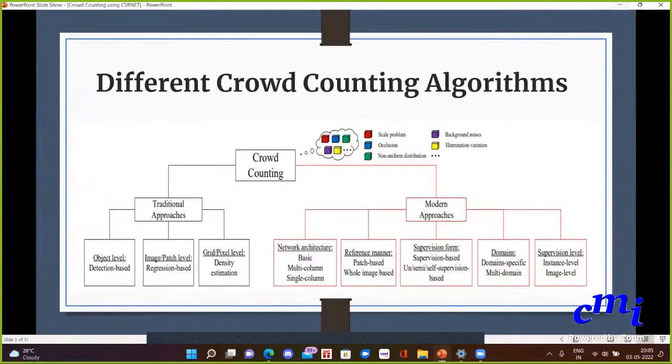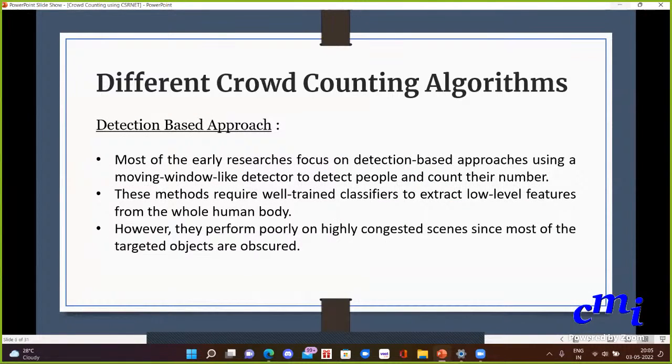So there are two different kind of approaches for crowd counting. The traditional approach contains detection-based counting, regression-based counting, and density estimation. And then there is modern approaches containing several CNN models, such as multi-column CNN or single-column CNN, patch-based or whole image-based models, supervision-based models, domain-specific models, image-level models, etc. Now, we will discuss these approaches briefly.